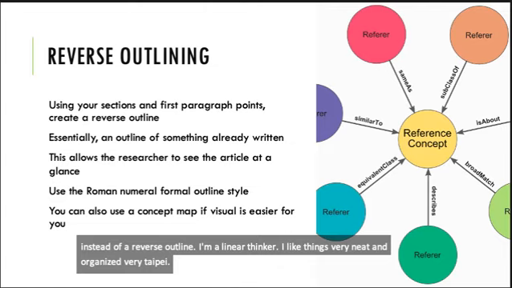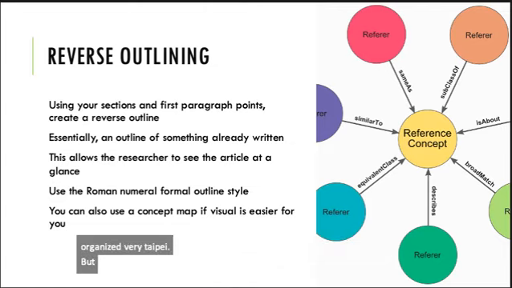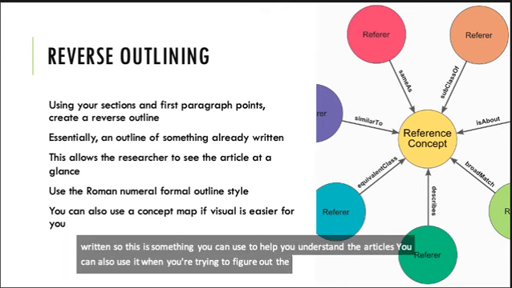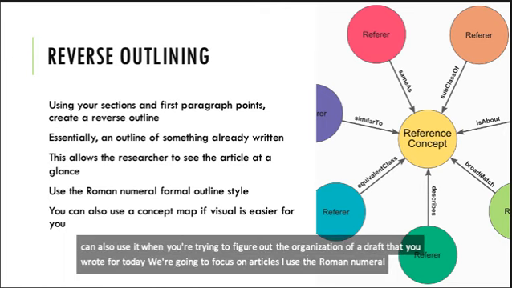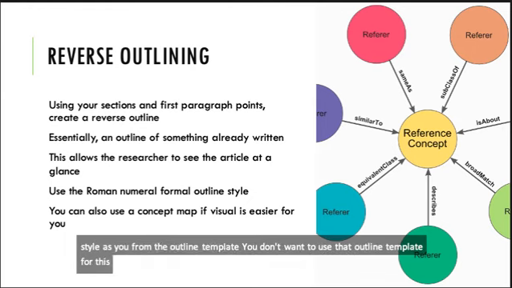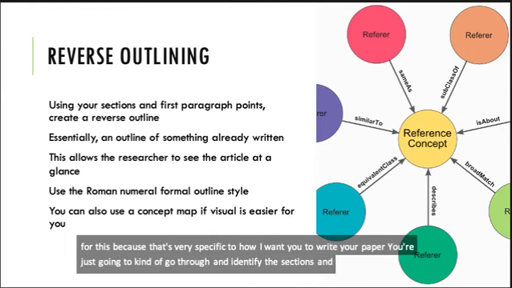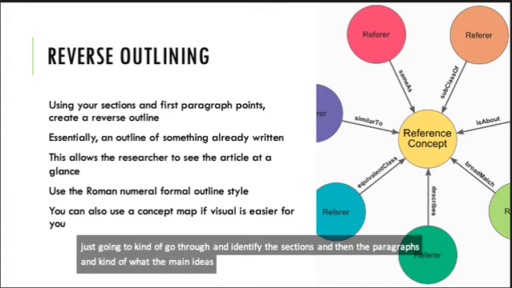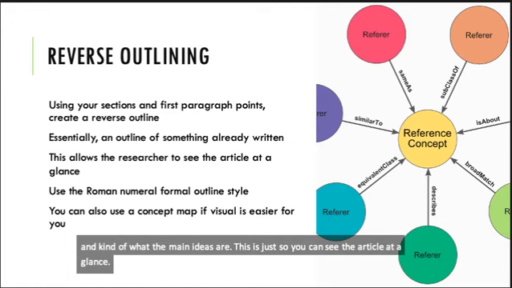I use the Roman numeral outline style, as you all know, from the outline template. You don't want to use that outline template for this because that's very specific to how I want you to write your paper. This, you're just going to go through and identify the sections and then the paragraphs and what the main ideas are. This is just so you can see the article at a glance, and you can go back and keep adding to it as you read it.